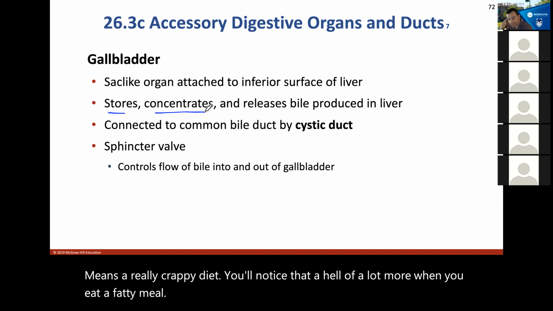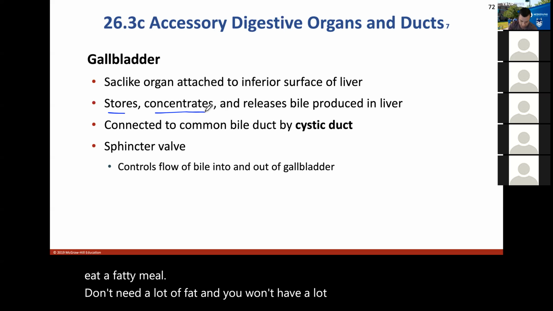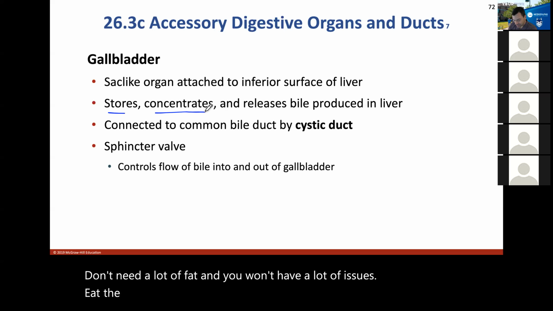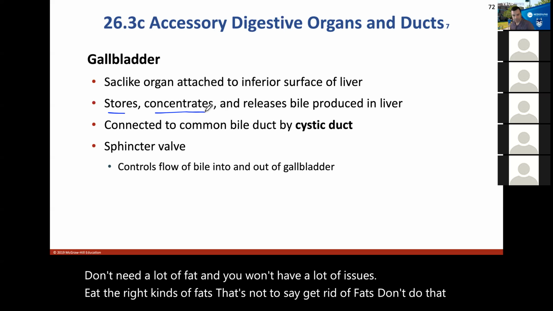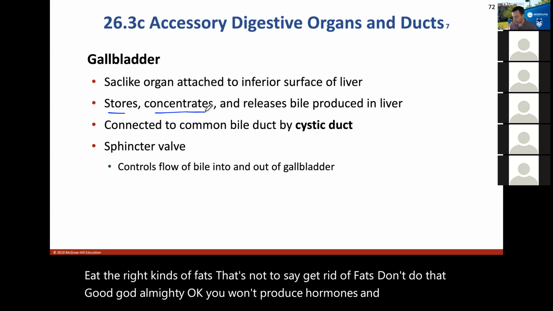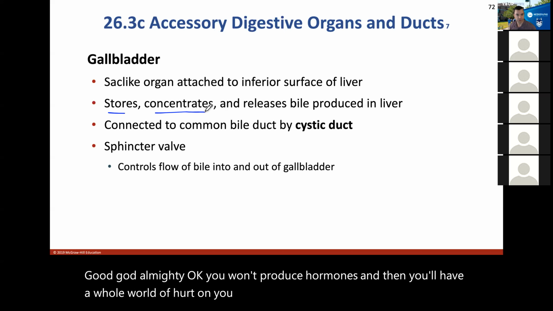Don't eat a lot of fat. You won't have a lot of issues. Eat the right kinds of fats. That's not to say get rid of fats. Don't do that. Good God Almighty. Okay, you won't produce hormones, and then you'll have a whole world of hurt on you that you won't want to experience.